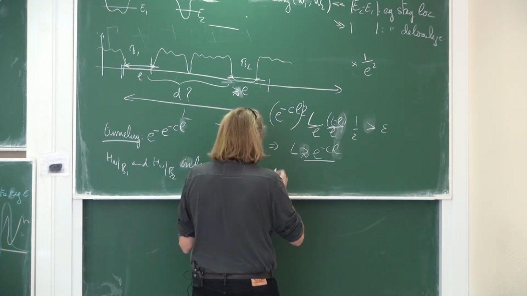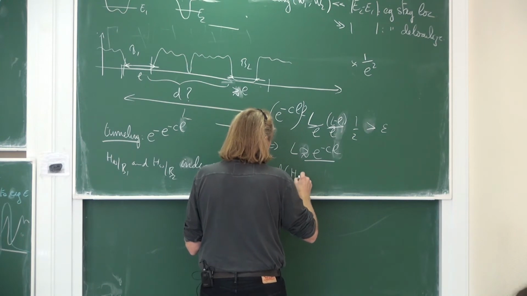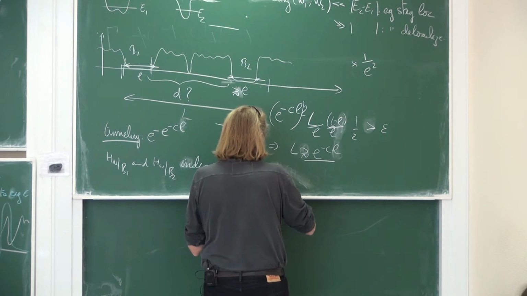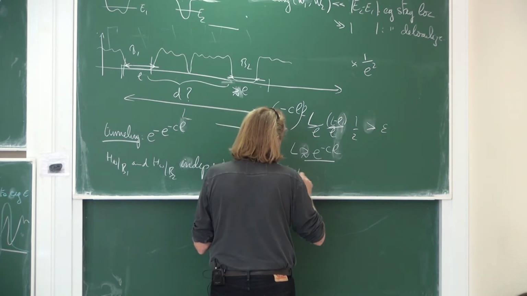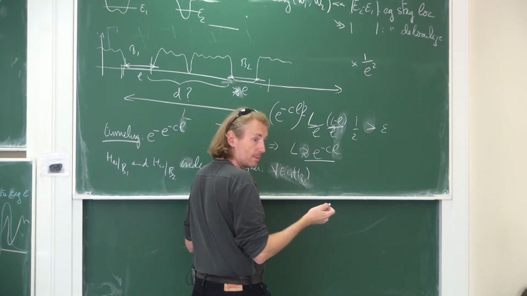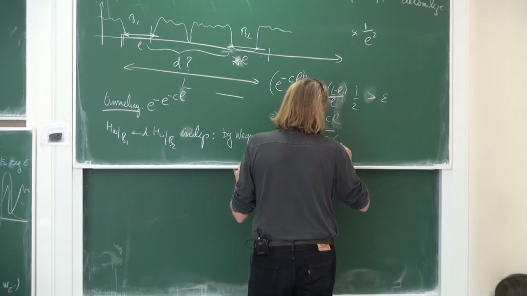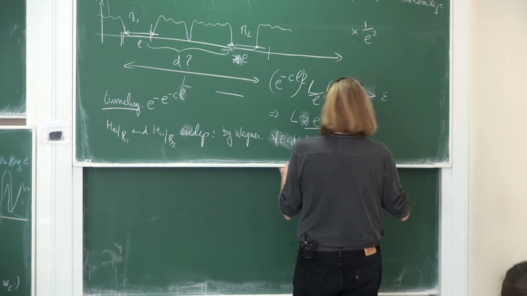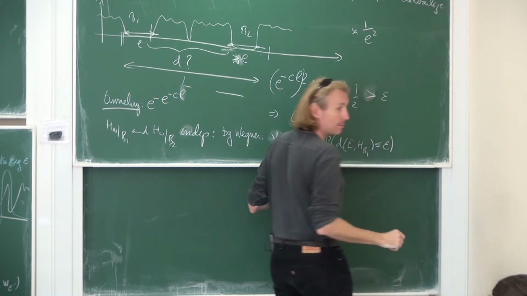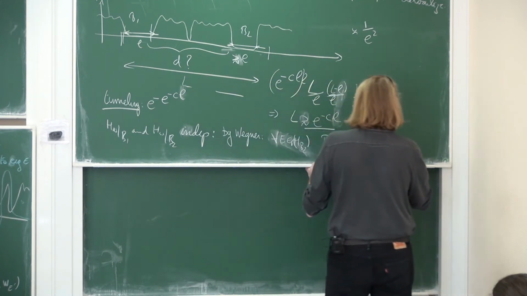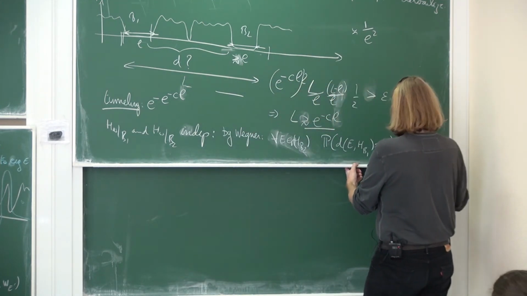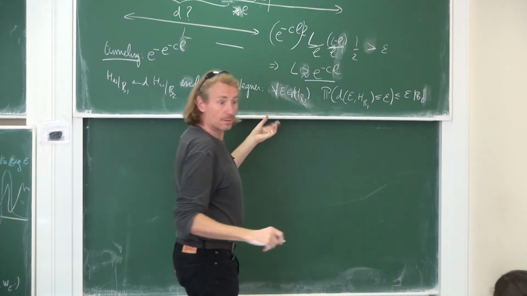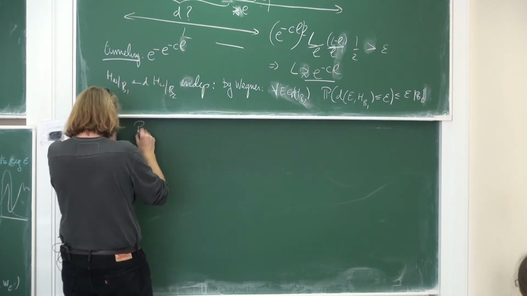That's more of a technical matter. But by Wegner, you can say that for any E inside the spectrum of H on the block 2, the probability that the distance of E to the spectrum of H on block 1 be less than, for example, epsilon, right? We know that this probability is smaller than epsilon times the volume of the block 1.